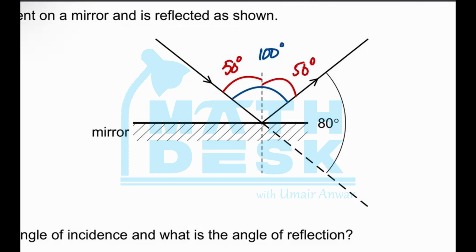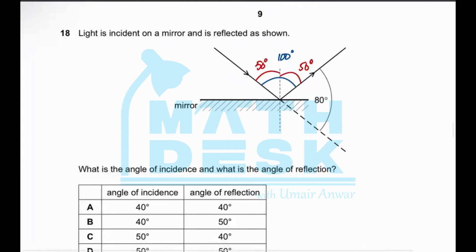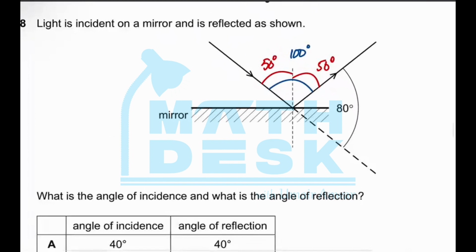Okay, what is the angle of incidence and what is the angle of reflection? Angle of incidence is measured between the normal and the incident ray. So this would be the angle of incidence, which is being measured from the normal to the incident ray, and it is 50 degrees.